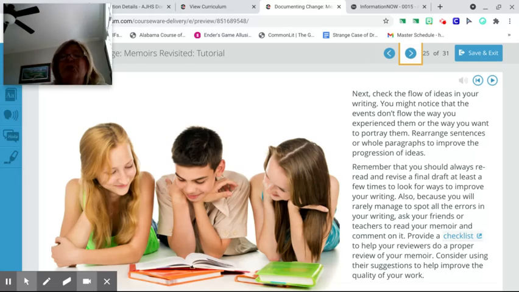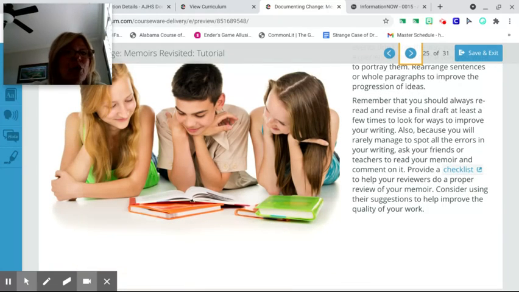The next thing you want to do is reread your draft again and check the way the ideas flow. You might notice the events maybe don't flow in the right order. You may want to change them up a little bit. So spend a little bit of time rearranging sentences if you need to. Remember, you should always reread and revise at least a few times to look for ways to make it look better, to make it sound better.